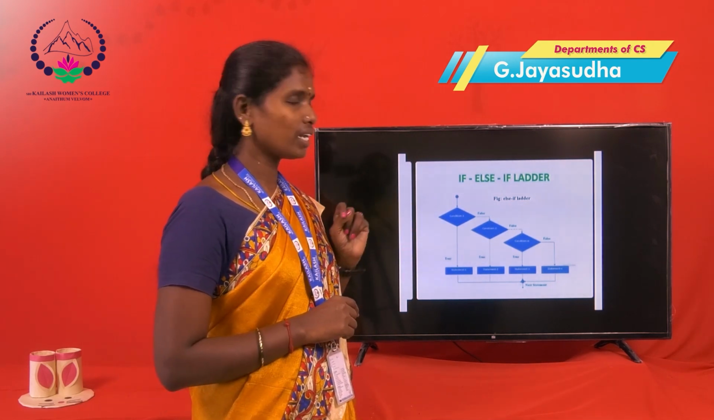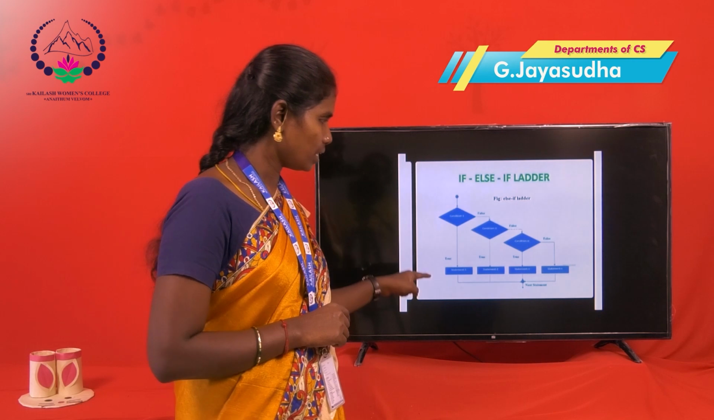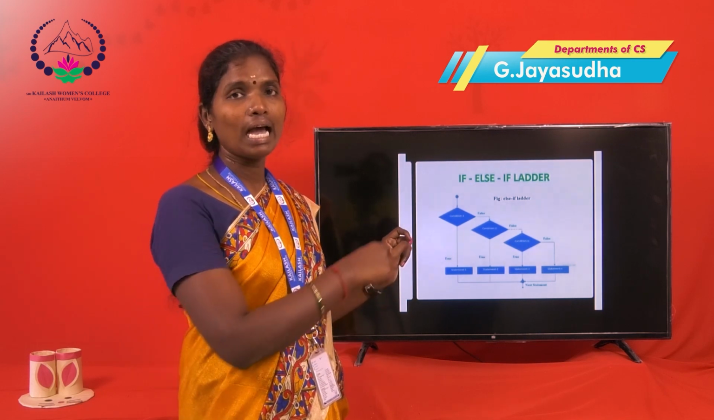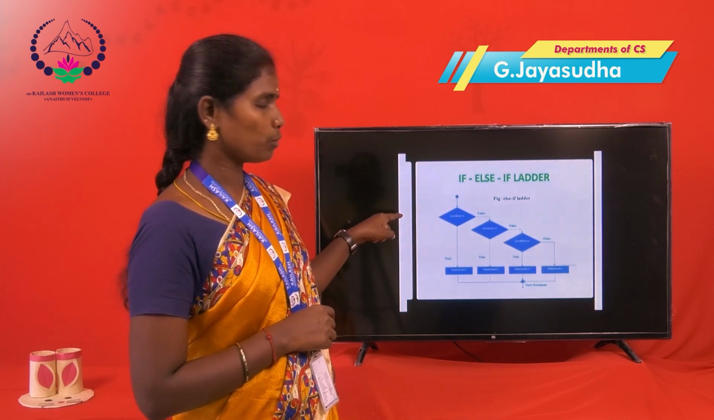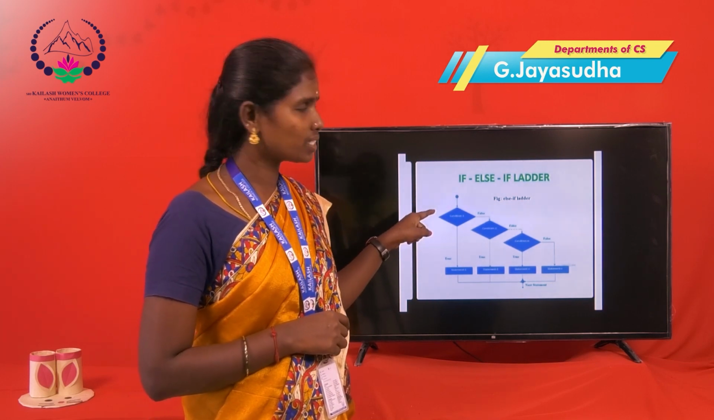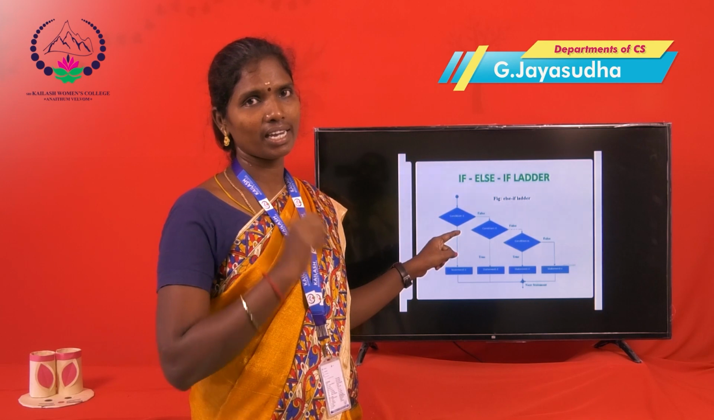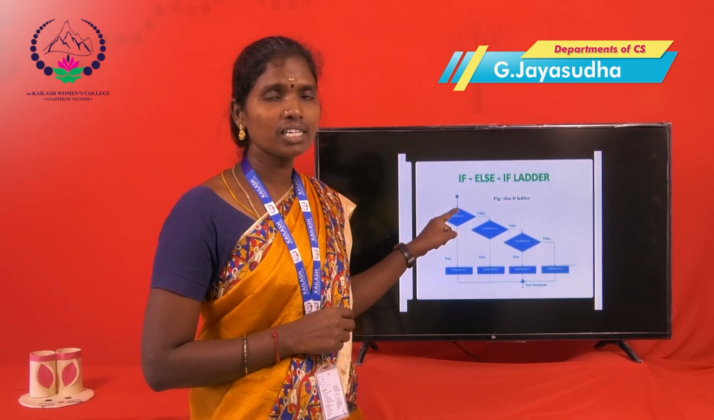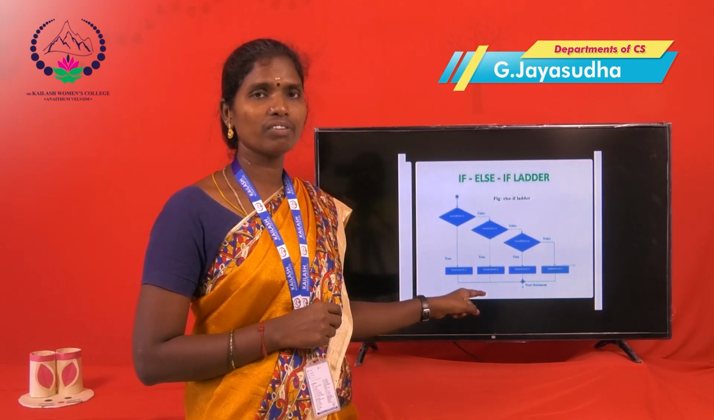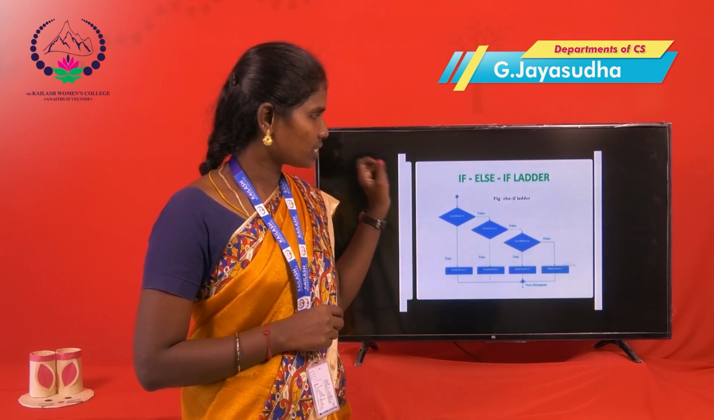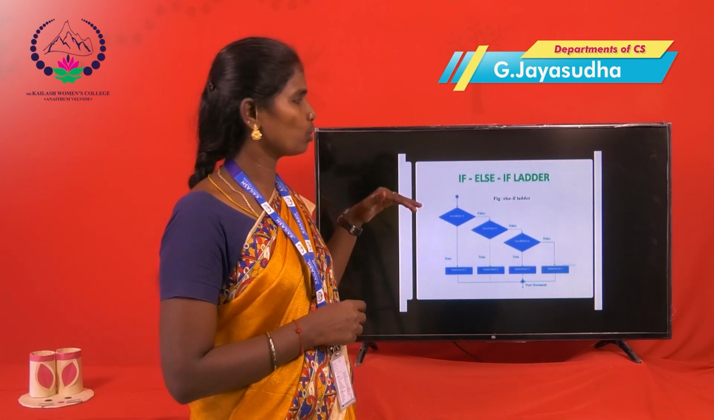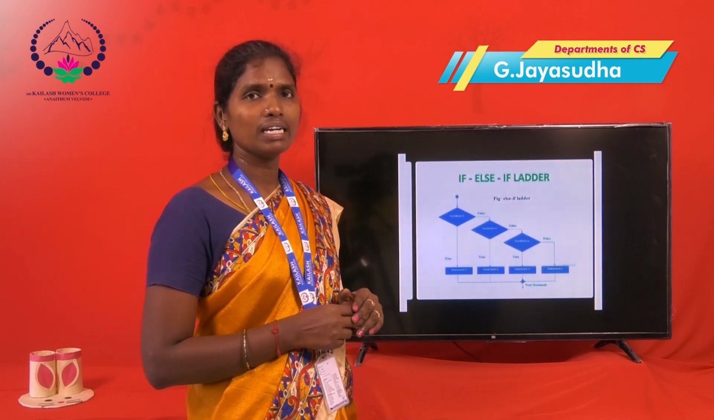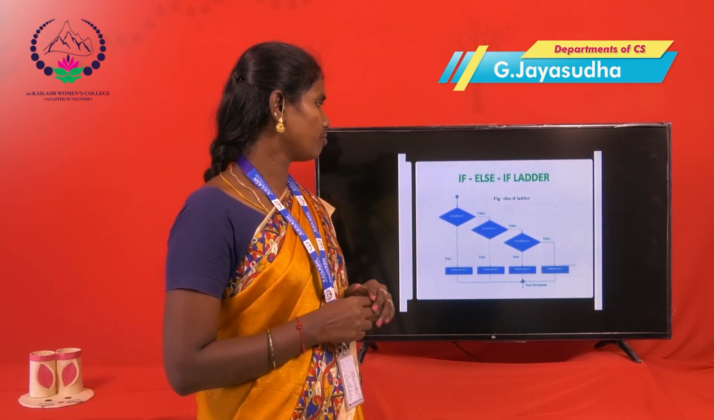If the first condition is true, statement 1 will be executed and immediately the statement will be terminated. Suppose the first condition is false, then we have to check the second condition. If that second condition is true, the second statement will be executed. Suppose the second condition is false, then we have to move to the next condition. So this is the process of a nested else if ladder.